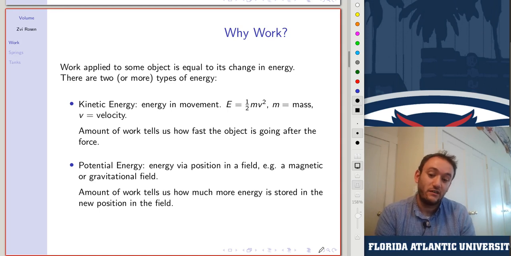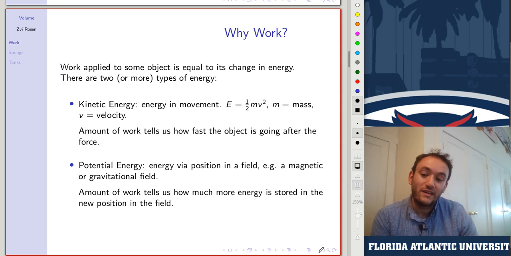The other kind of energy is potential energy. This is energy in terms of position in a field, which could be a magnetic field or a gravitational field or some other field. And the amount of work tells us how much more energy is stored in the new position in the field. Okay, so by measuring work, we can determine the new energy of the state.